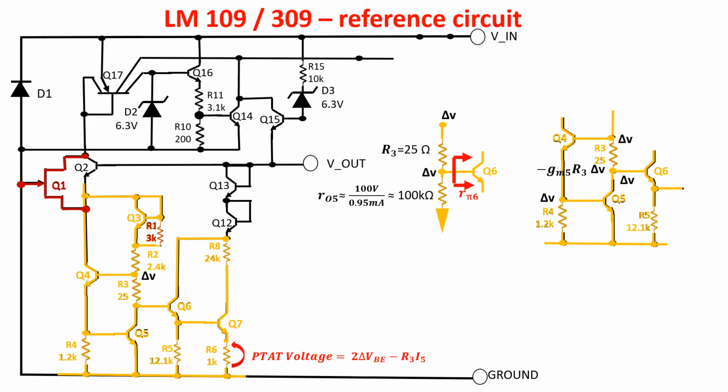along with the delta V. So the total voltage on the base of Q6 is this. GM5 is equal to this and R3 is 25 ohms, so the variation on the base of Q6 is this, which is much less than delta V. So we can say R3 is introduced for compensating the transconductance of Q5 and decoupling as much as possible Q6 from the variation of the output.